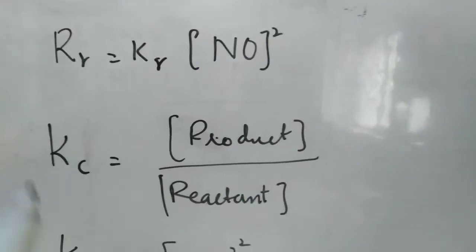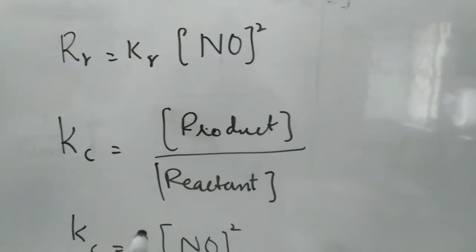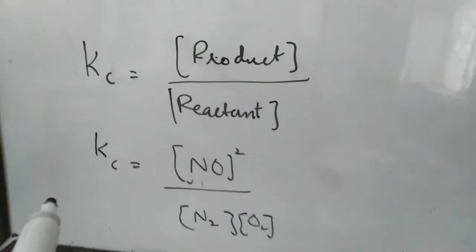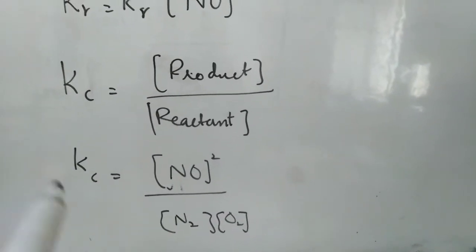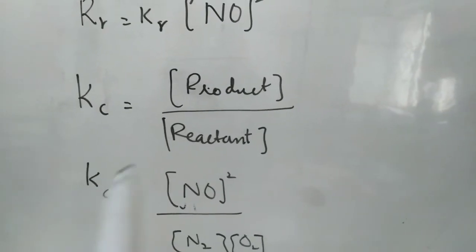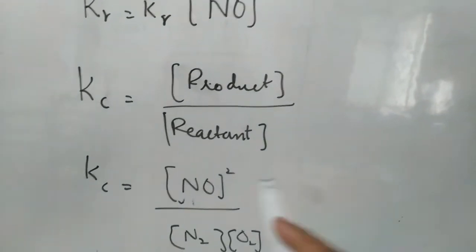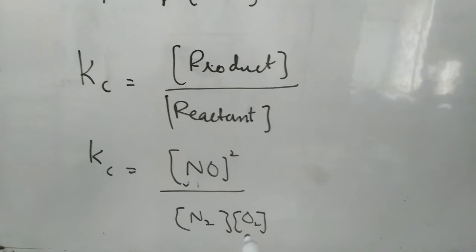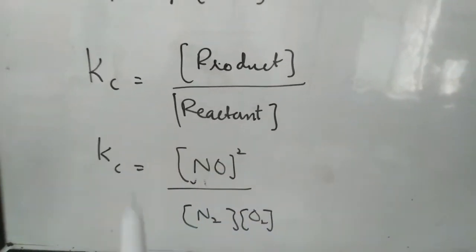Kc is equal to the amount of product over amount of the reactant. So the Kc will be equal to NO, the amount of the product, that is active mass of the product, that is power 2, over N2 and O2. This is the way to write the Kc of the equation.